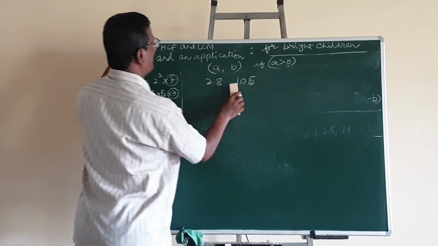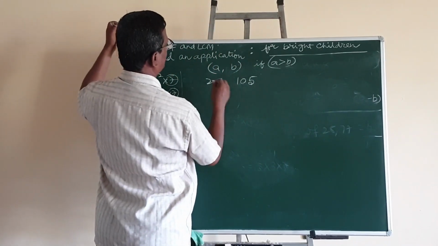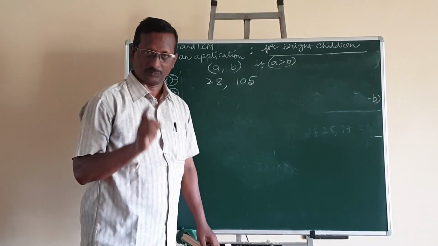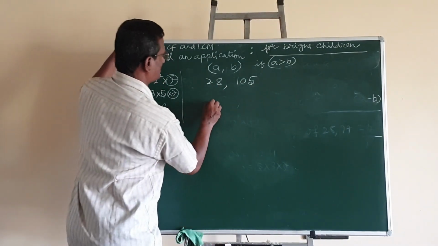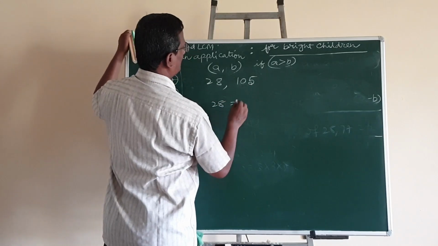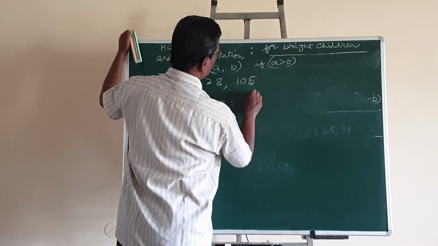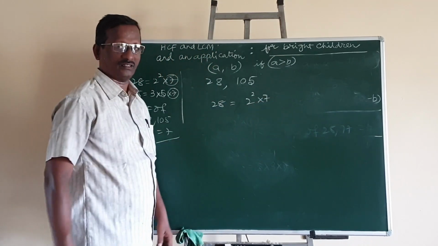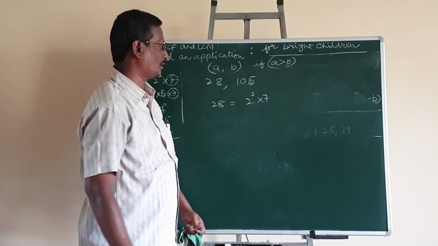For example, the same pair, if you take 28, 105, what is the smaller number? The smaller number is 28. So let us take 28 and let us find out the factors. This is 2 square into 7. Let us use the prime factorization in exponential form.